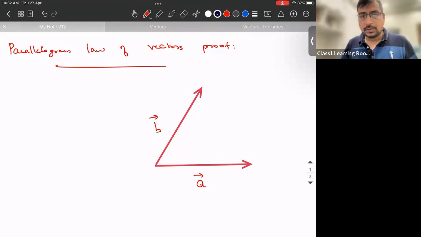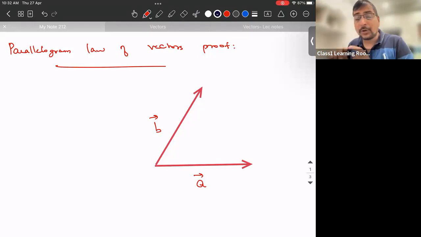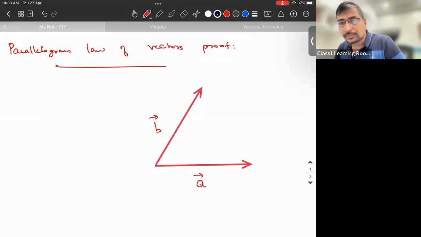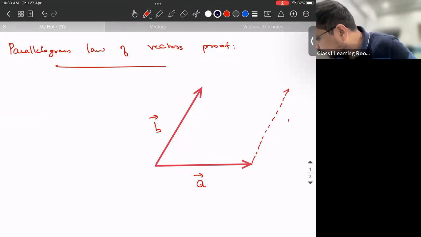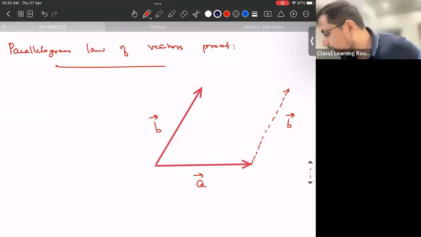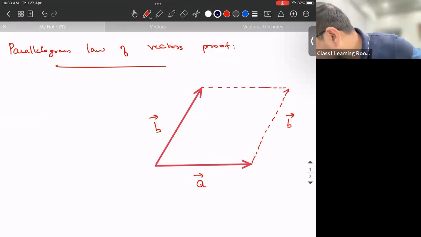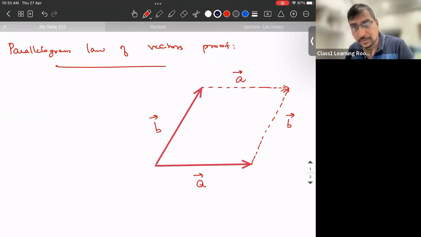Okay. So now, in order to complete a parallelogram, what I'm going to do is consider a vector equal to B. An equal vector to B means it has the same magnitude and same direction. So if I draw it like this, can I call this also the B vector? Similarly, I'm going to construct a vector parallel to A and of the same magnitude, which I can call the A vector.